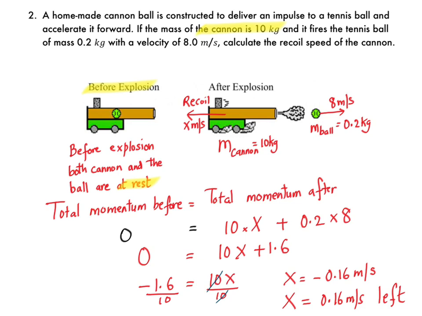Negative means the cannon is moving to the left, which is the case because the tennis ball is moving to the right, so the cannon will recoil and move to the left. So 0.16 meter per second to the left.